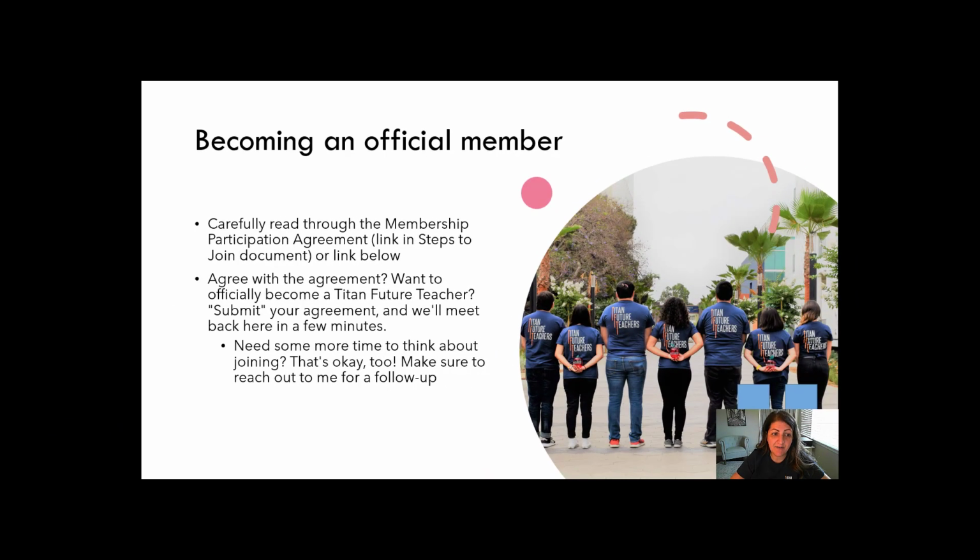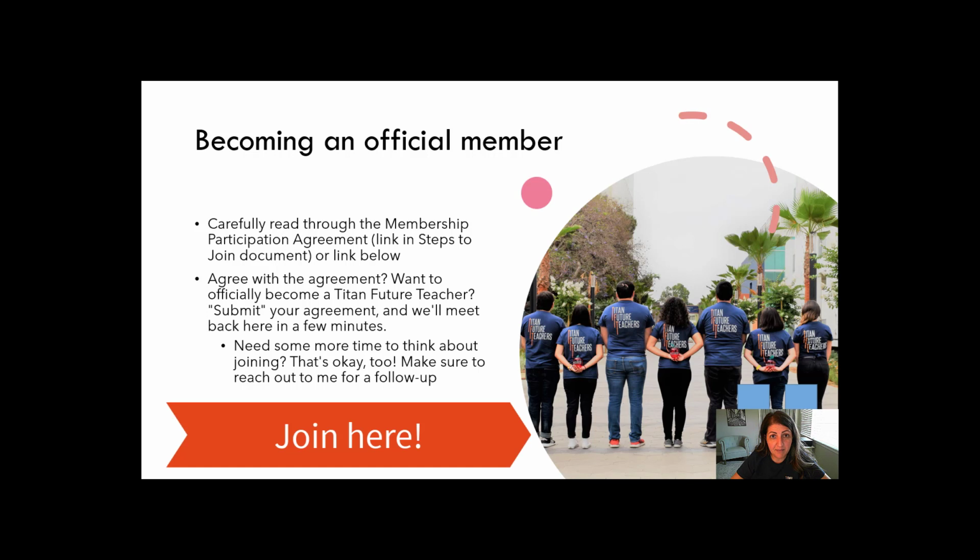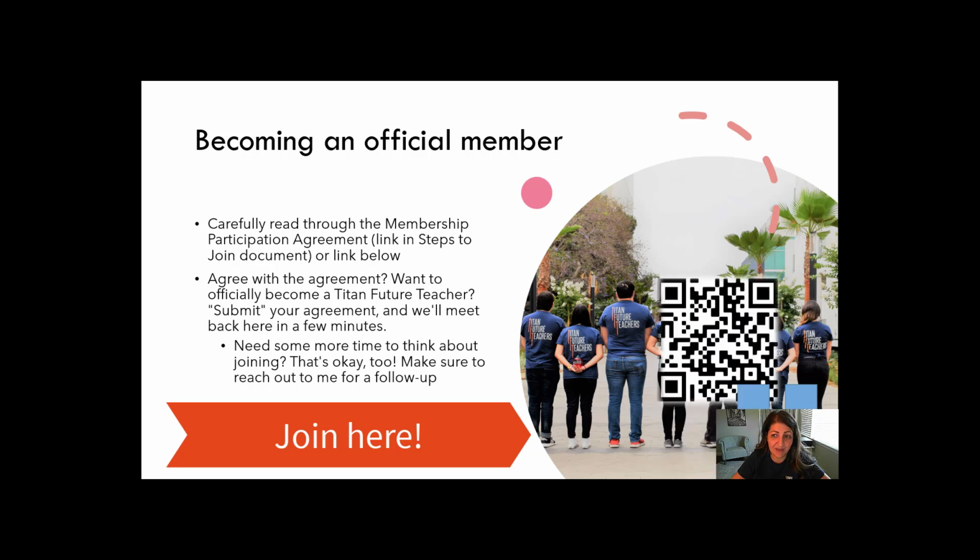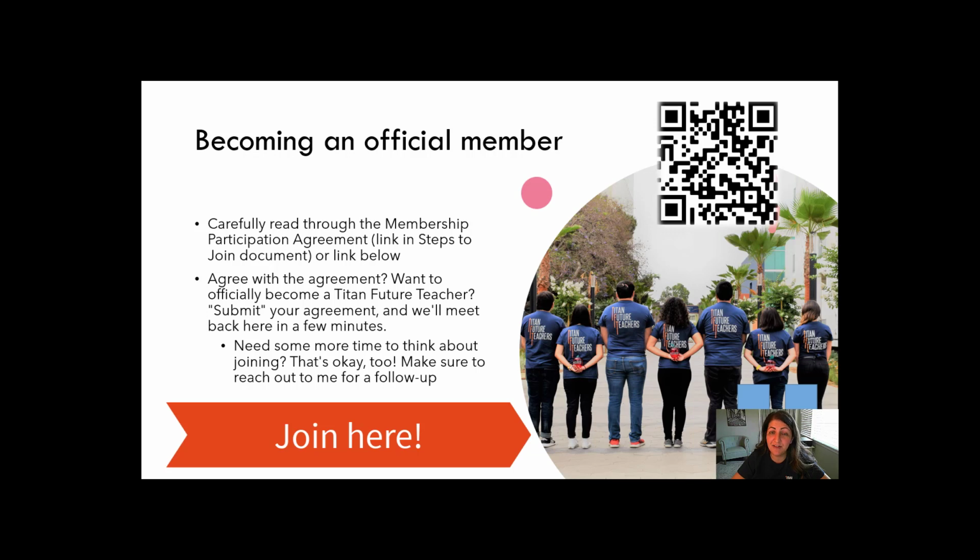So as far as becoming an official member, you're going to see a link pop up, and that is our membership participation agreement. I want you to carefully read through that. It's essentially our contract, even though it's not very long and you're not signing with a pen or anything. I want you to make sure that this is a program that's a good fit for you. And you'll see kind of what we stand for in that document. And if you agree with everything, you'll just submit that and you can come back to this presentation when you're ready. But if you need some more time to think about it, maybe things just aren't resonating with you, make sure to reach out to me so we can have a follow-up. There's that QR code if you'd like to use that instead of the link that is on the video now. But either way, we'll meet you back here shortly.